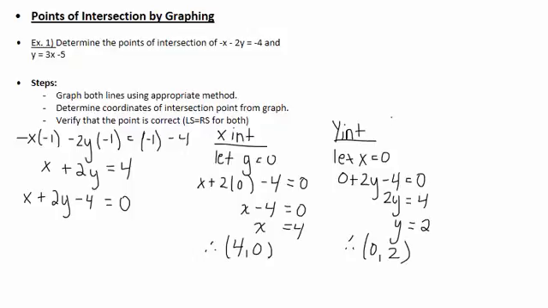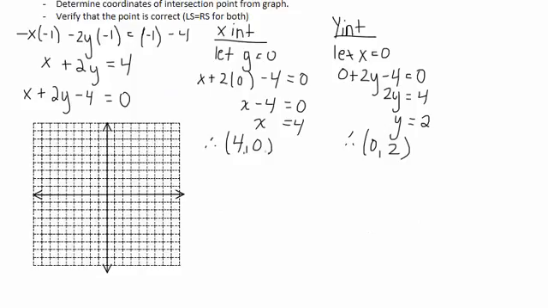So we can now graph this line by plotting those 2 points and connecting them. So let's plot these points. The x-intercept occurs at 4, 0, and the y-intercept occurs at 0, 2. So now if we connect these 2 dots, we'll have our line for the first one.